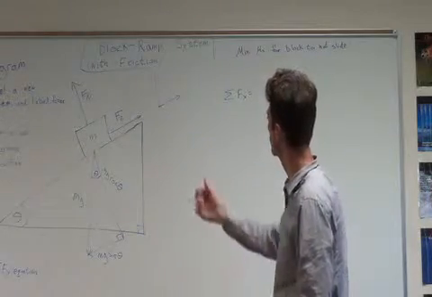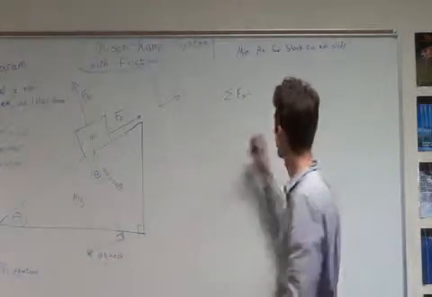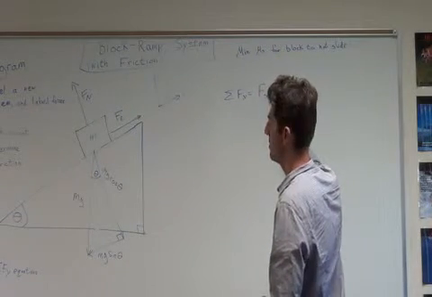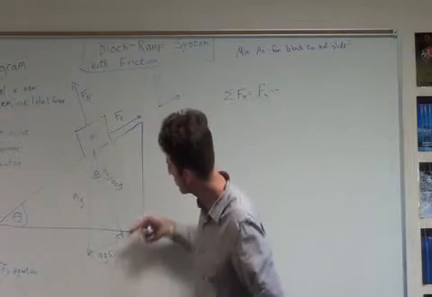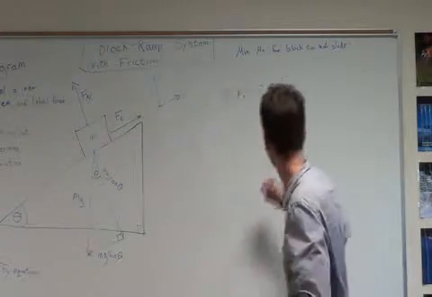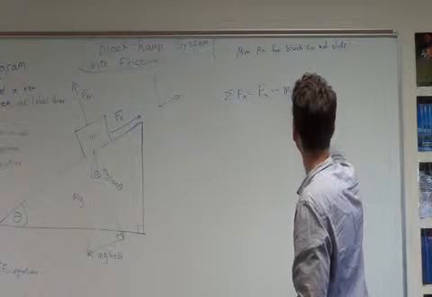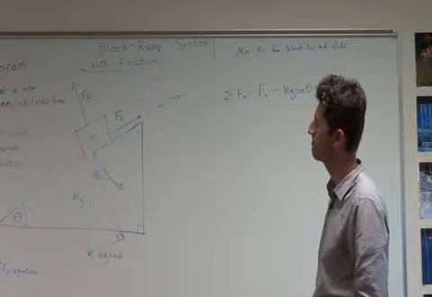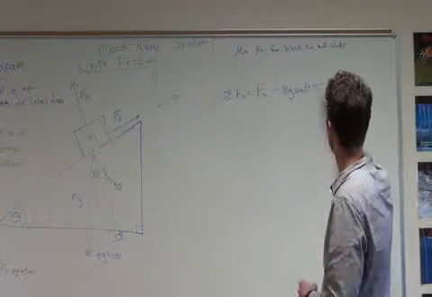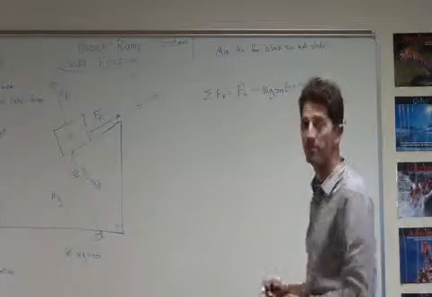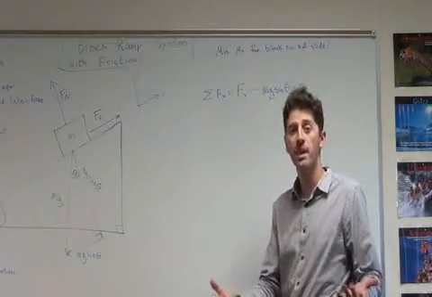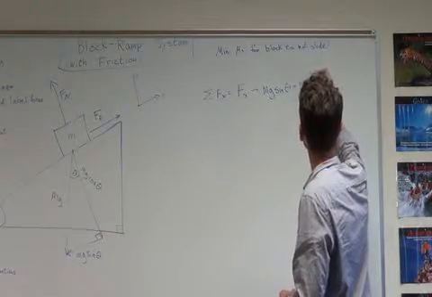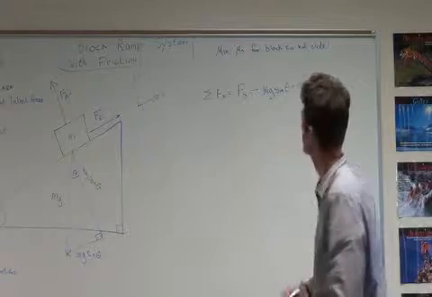We have the force of friction going up, positive, and then negative, we have mg sine theta going down the incline. And we know that the sum of all forces is m times a. But if it's static, it's not going anywhere, that means the acceleration is 0, so the sum of forces has to be 0 as well. So this whole thing equals 0.